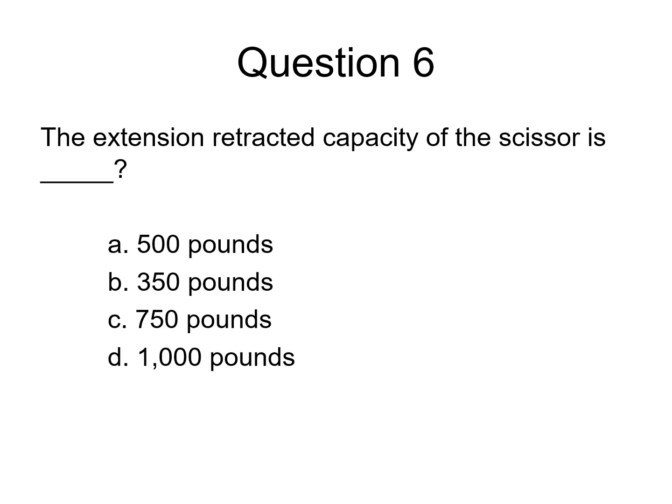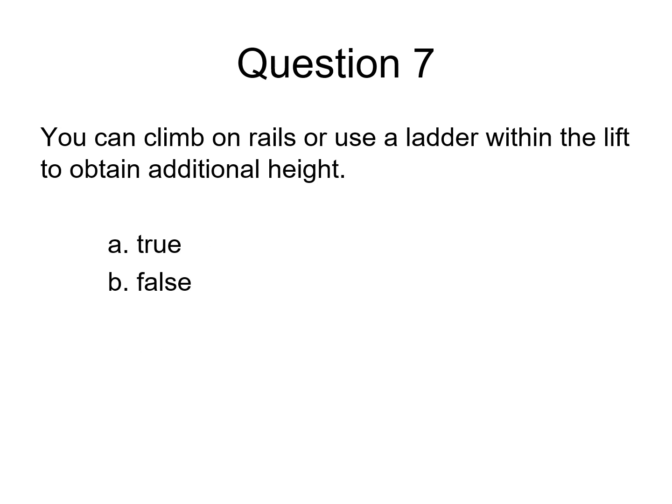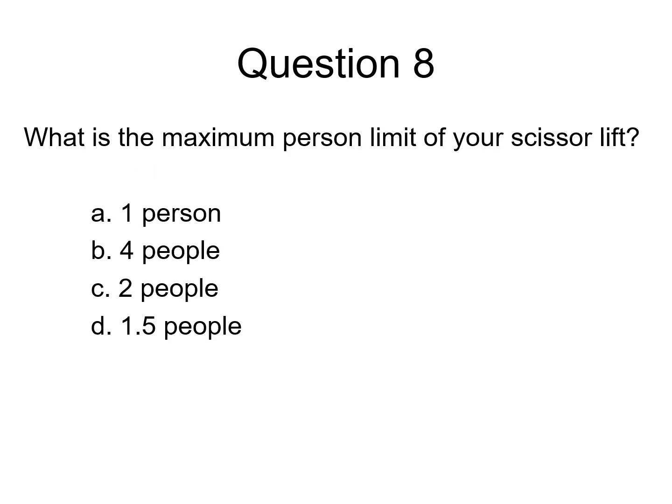Question 6. The extension retracted capacity of the scissor lift is blank. A, 500 pounds. B, 350 pounds. C, 750 pounds. D, 1,000 pounds. Question 7. You can climb on rails or use a ladder within a lift to obtain additional height. A, true. B, false.